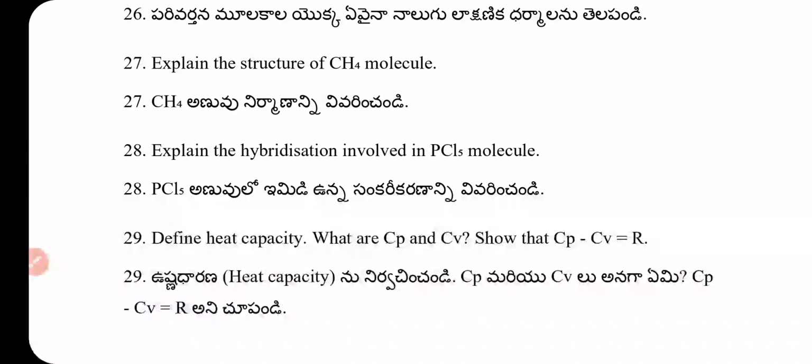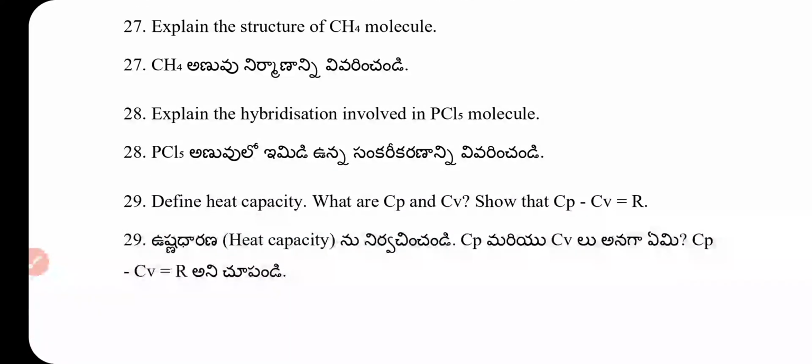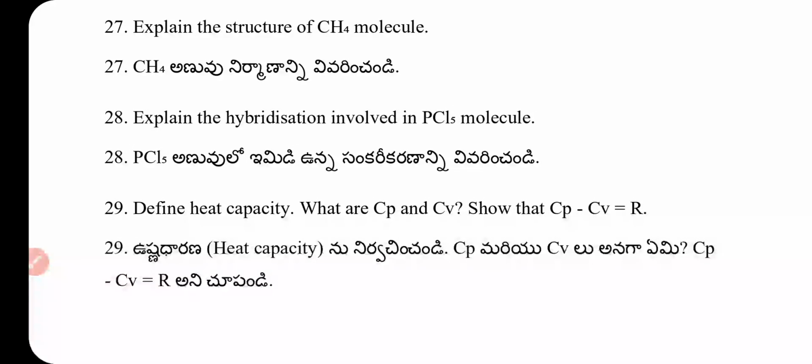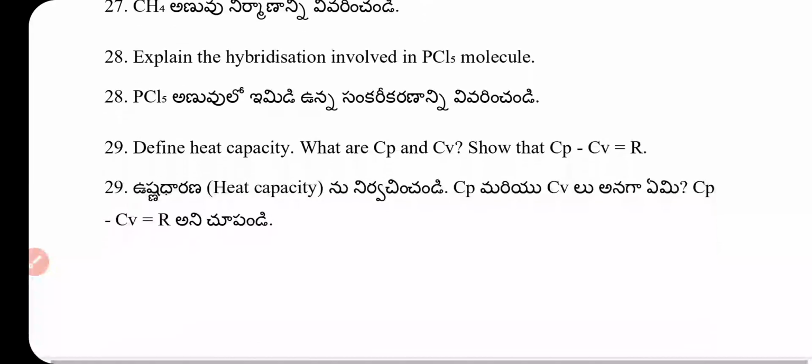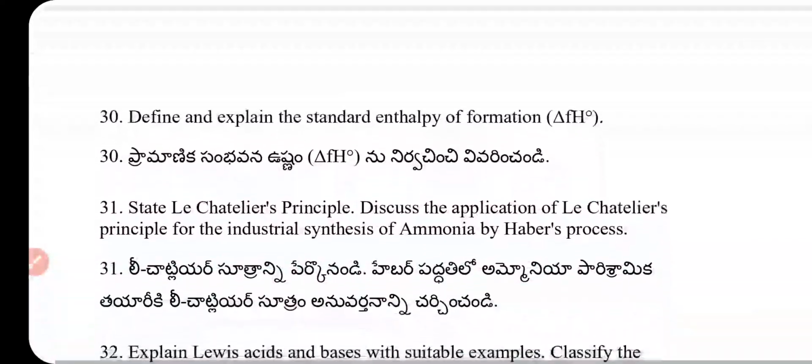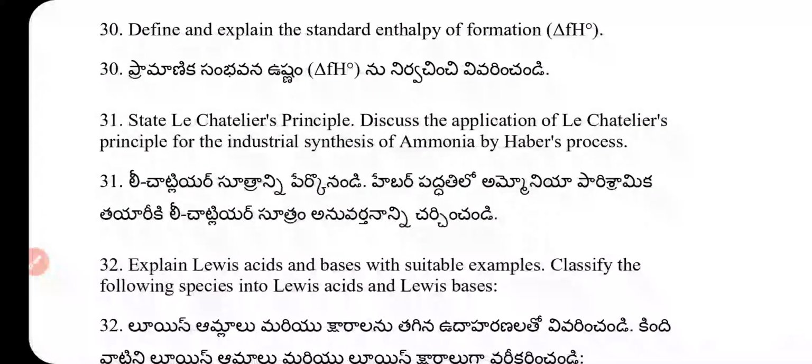Question number 27. Explain the structure of the CH4 molecule. Question number 28. Explain the hybridization involved in PCl5 molecule. Question number 29. Define heat capacity. What are Cp and Cv, and show the formula that Cp minus Cv equals R. Question number 30. Define and explain the standard enthalpy of formation, delta f H.